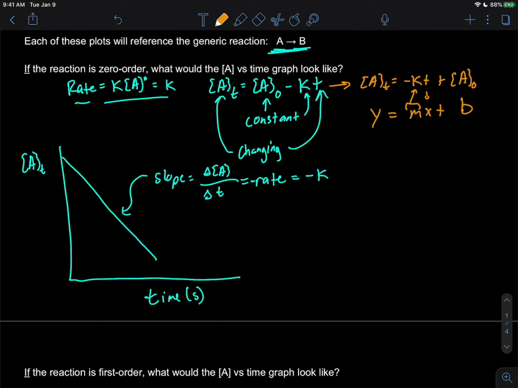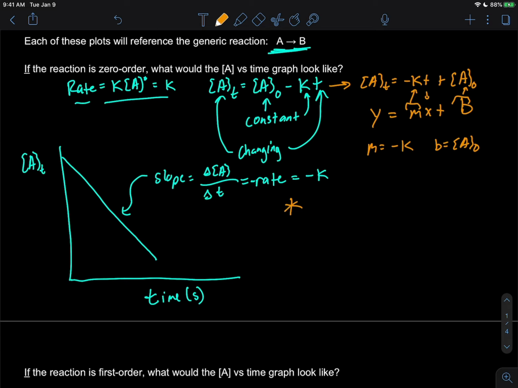Our slope here is negative k, and our y-intercept is equal to our original concentration. So see, there's a linear relationship between concentration and time when we're looking at a zero order reaction.